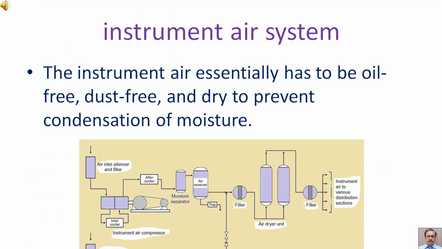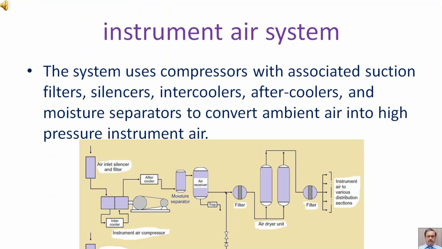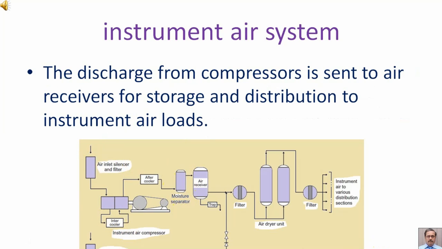Instrument air system. The instrument air system essentially has to be oil-free, dust-free and dry to prevent condensation of moisture. The system uses compressors with associated suction filters, silencers, intercoolers, aftercoolers and moisture separators to convert ambient air into high pressure instrument air.